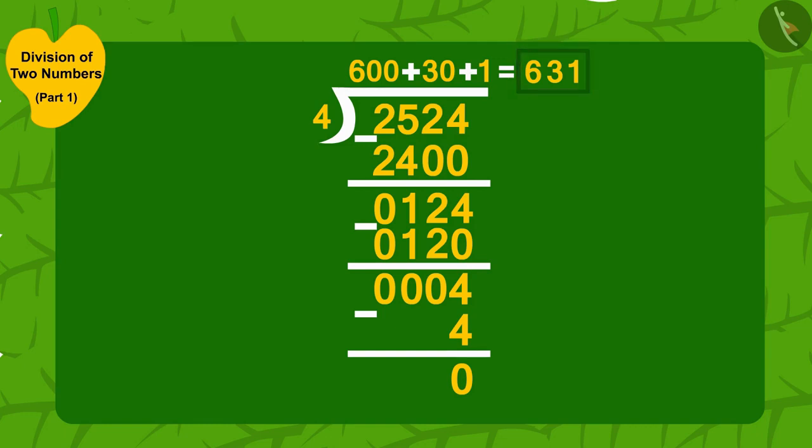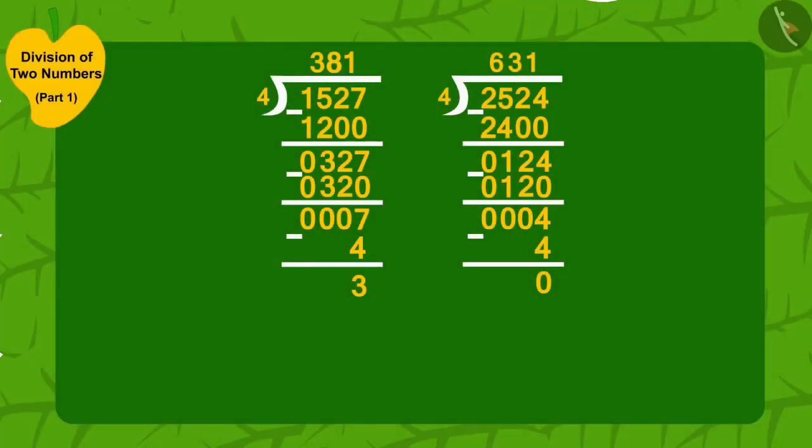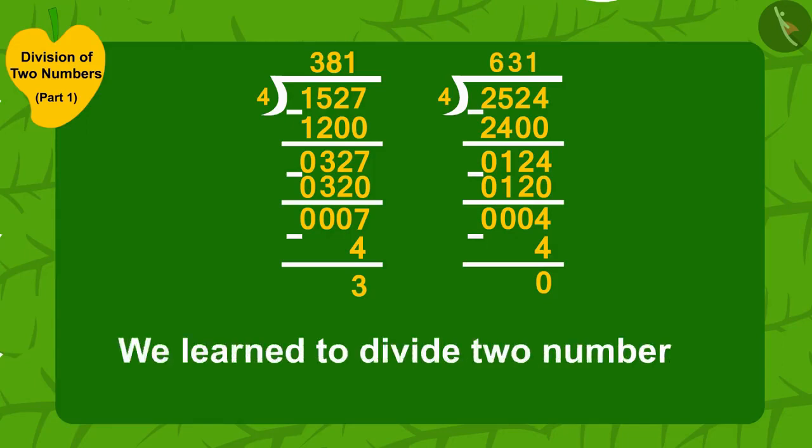631 people. Children, in this video, we learned to divide 2 numbers. In the next video, we will see some more interesting examples based on this.